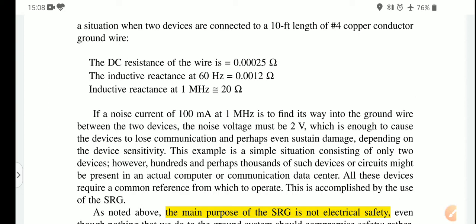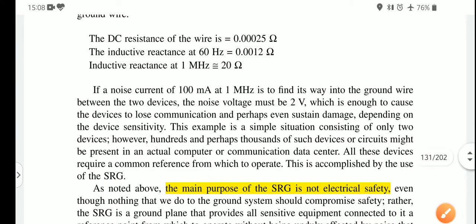Okay, so this 2 volt also creates the noise. If the equipment reactance is more, then it will increase further. This example is a simple situation consisting of only two devices. However, hundreds and perhaps thousands of such devices or circuits may be present in an actual computer or communication data center. All these devices require a common reference ground with which to operate. This is accomplished by the use of an SRG.